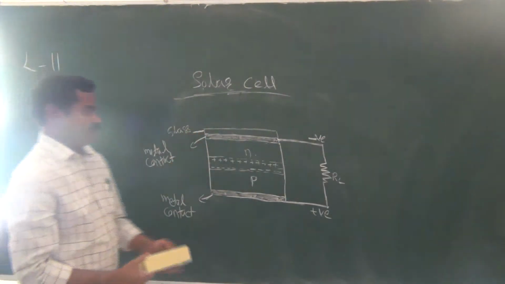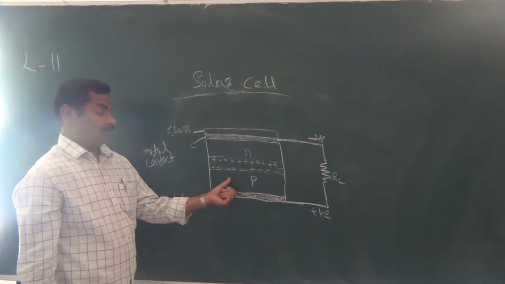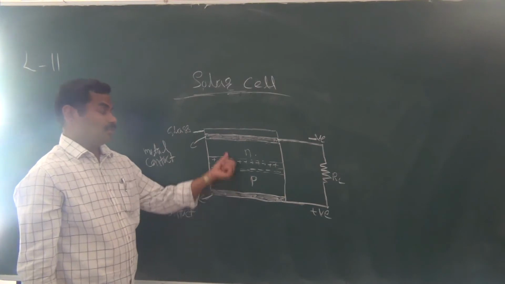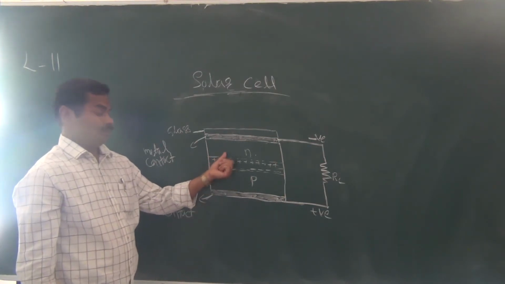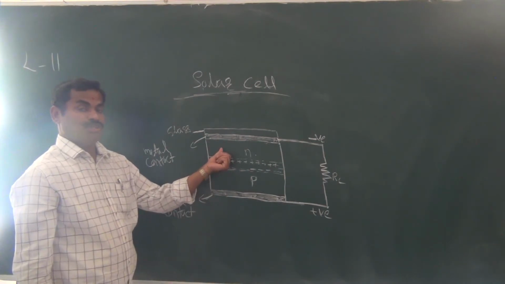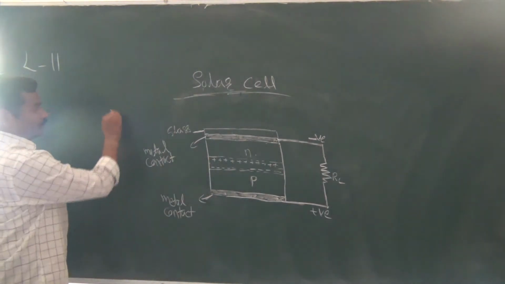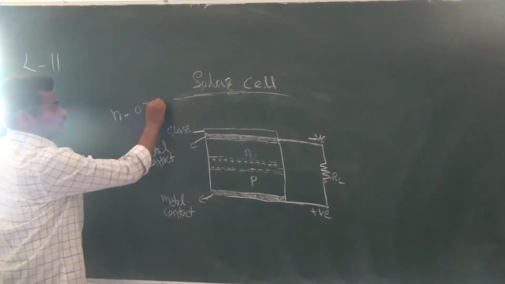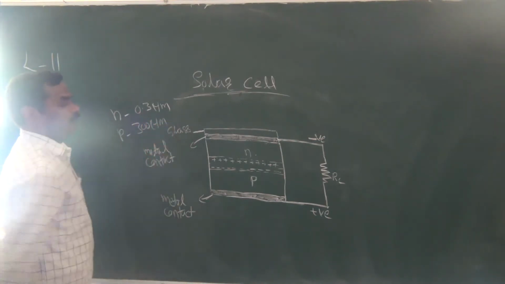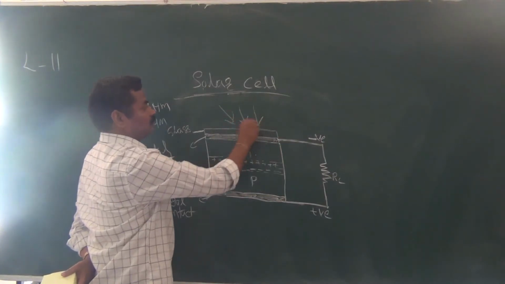First, you take a P layer of thickness about 300 micrometers. On the P layer, you grow the N-type layer by the method of diffusion. The N layer has a thickness of 0.3 micrometer and the P layer has 300 micrometers.